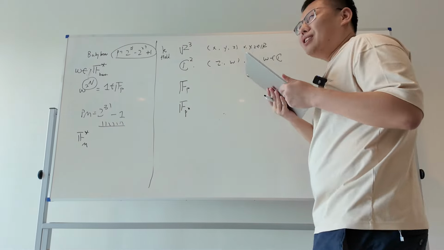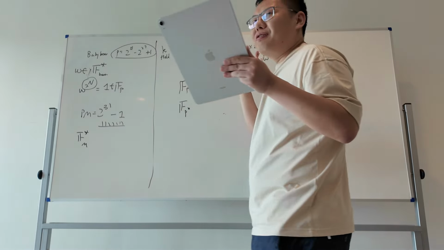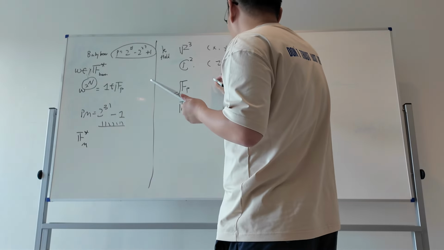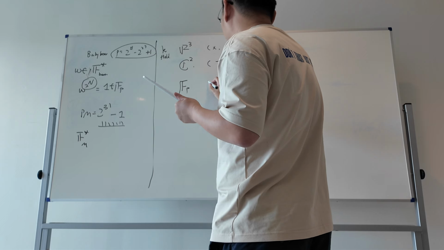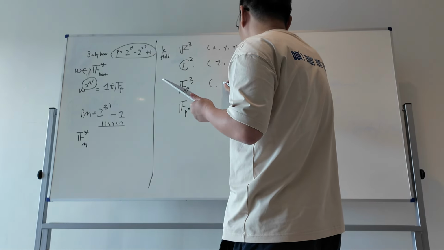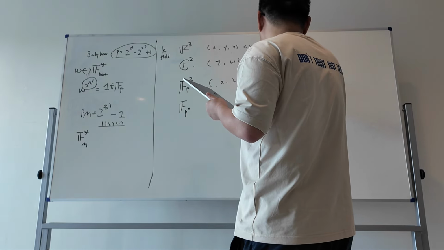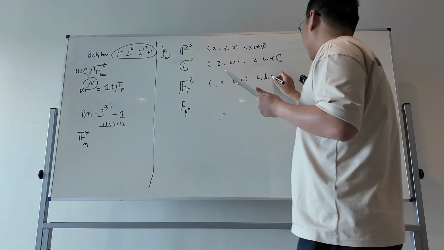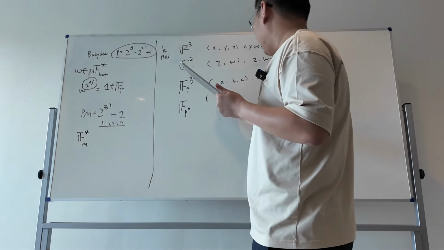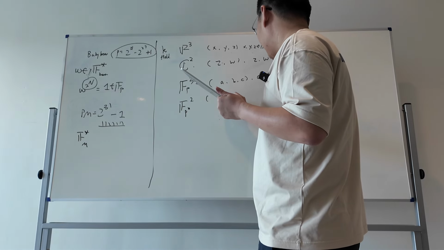And similarly, we have this as the finite space. So you can also say, okay, I will have FP3, which is ABC.